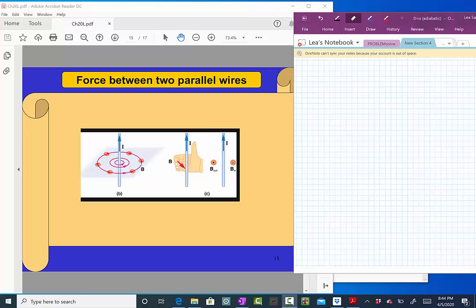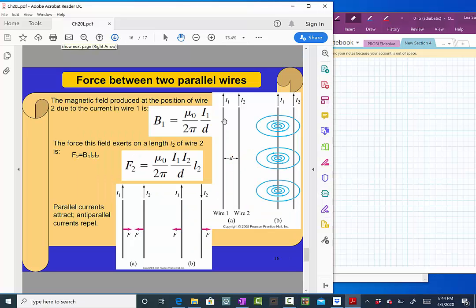Okay, so what we want to study now is what is in this slide, where we have two wires, both carrying current, and we want to know the effect of one wire on the other. Now, the force that one wire is going to exert on the other.